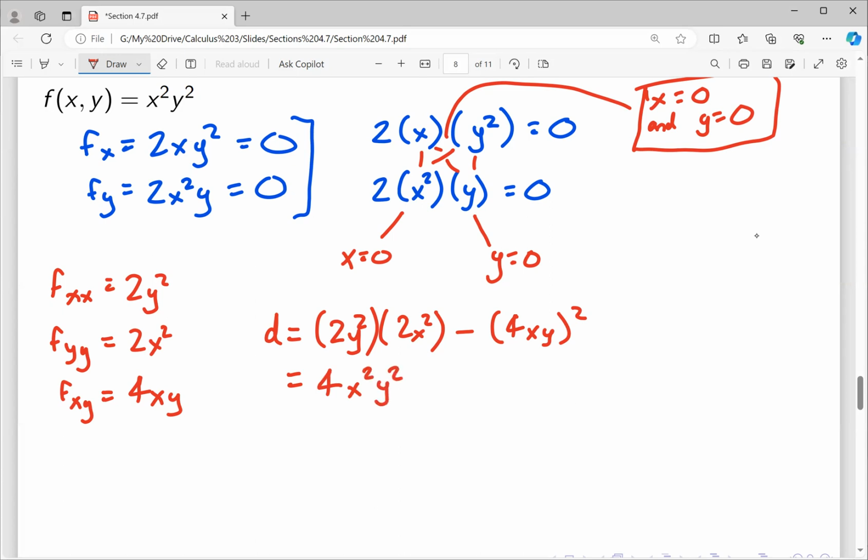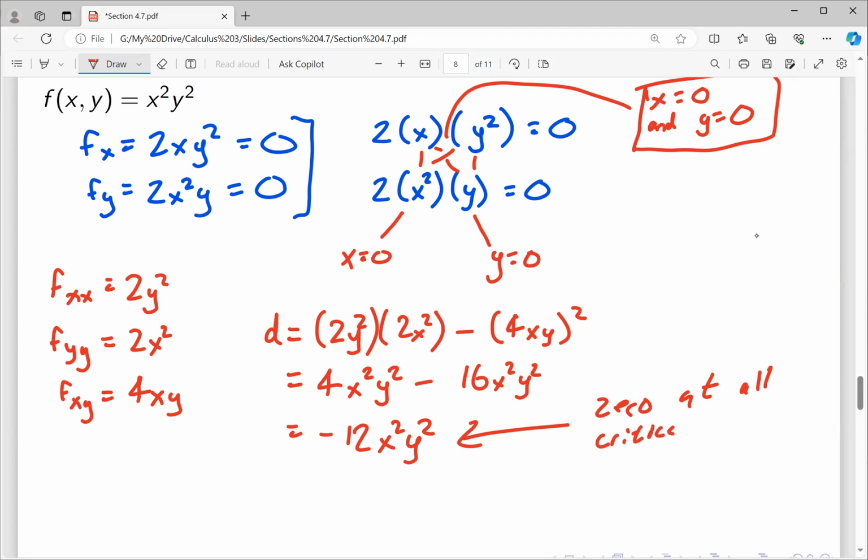4x squared y squared minus 16x squared y squared, which is negative 12x squared y squared. This is 0 at all of my critical points. It's 0 at all the critical points, which means my second derivative test tells me absolutely nothing. So what do we do in a situation when the second derivative test fails, when it can't tell us anything? Well, in that case, look at the function.